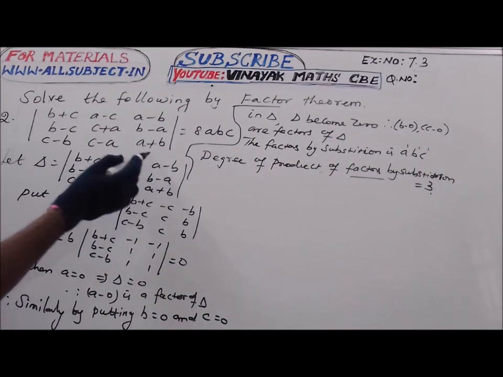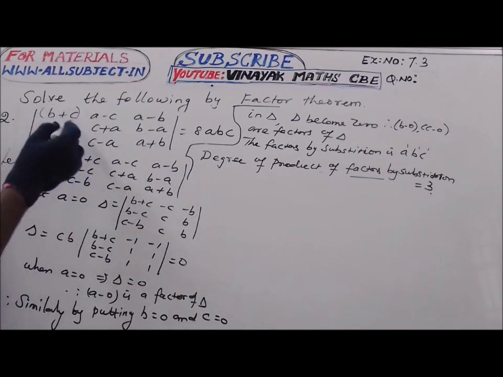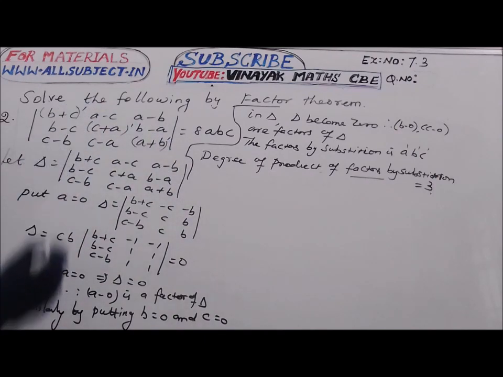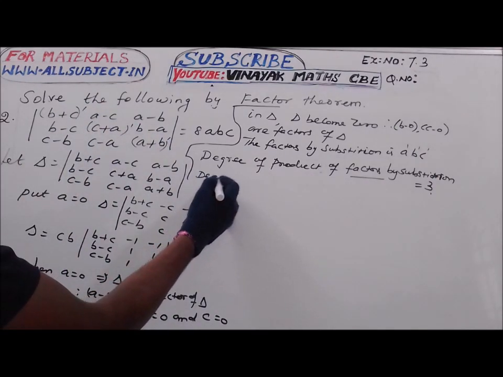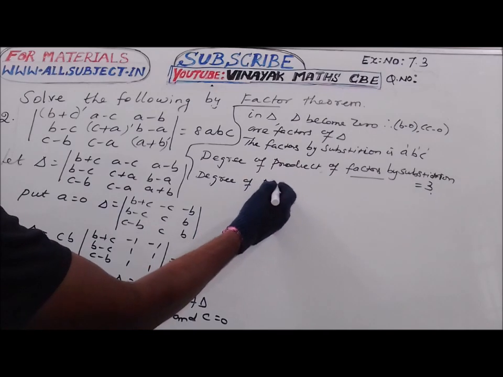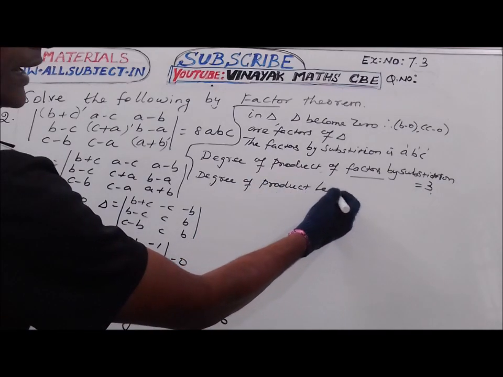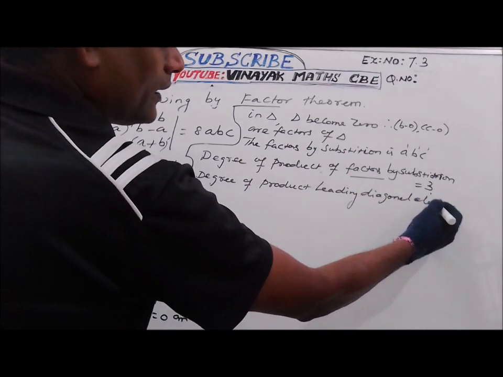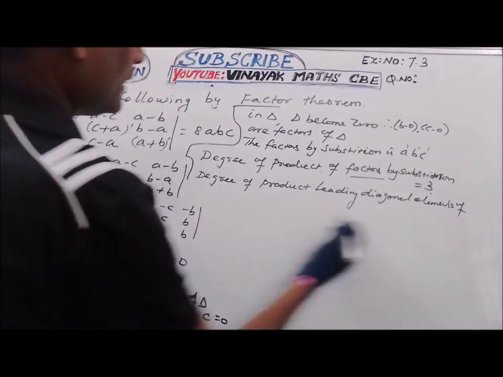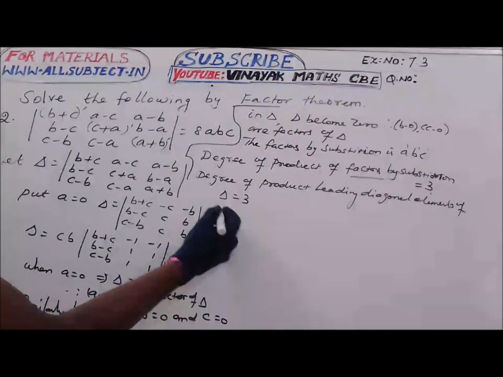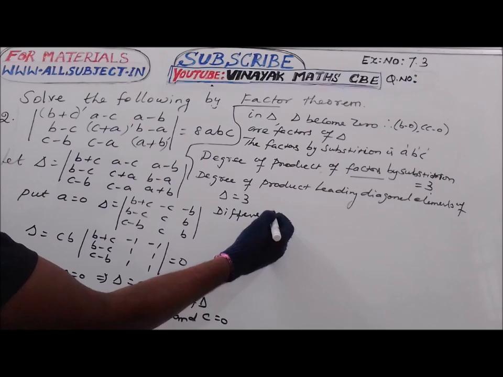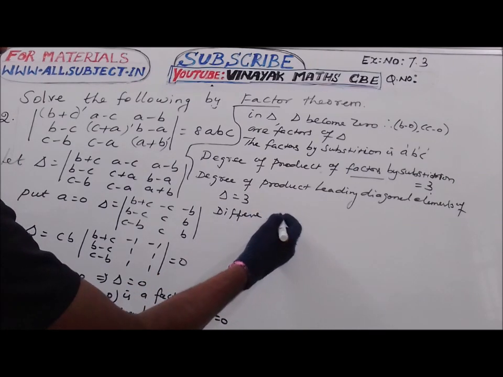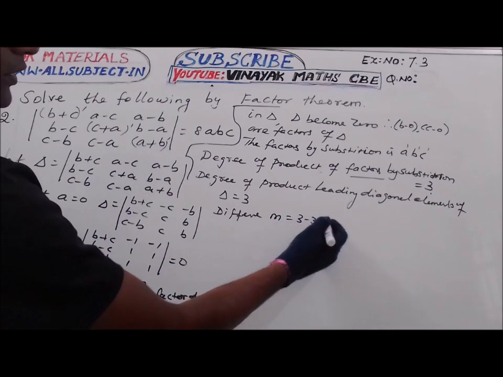Now, taking the degree of the product of the leading diagonal elements B plus C, C plus A, A plus B, there are 3 factors. Each has power 1. So the degree of the product of leading diagonal elements of delta is also equal to 3. The difference M is equal to 3 minus 3 equal to 0.